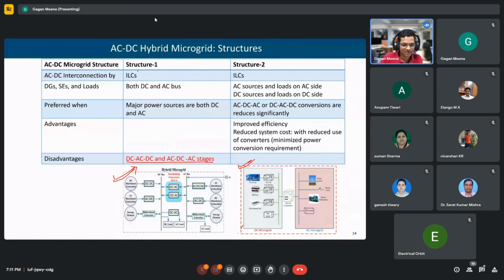Here you have two types of buses, a DC bus and an AC bus, and on both sides there are both AC and DC loads. AC load is there, DC load is there, AC generation, DC generation. So what is happening here? This is the AC bus and this is AC generation, so we are first converting AC to DC and again DC to AC.